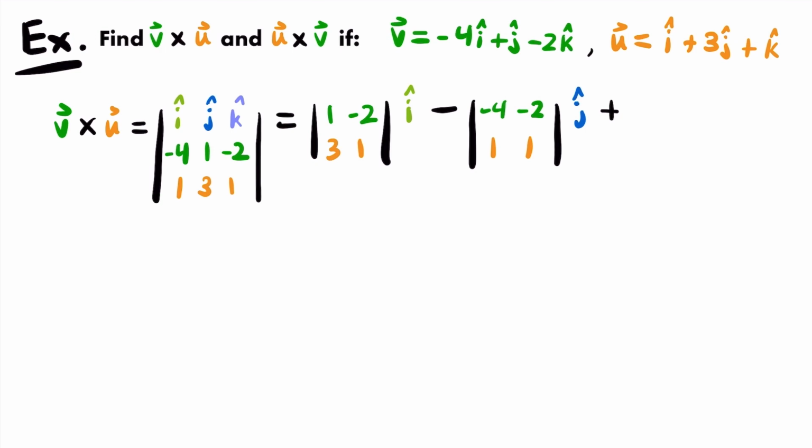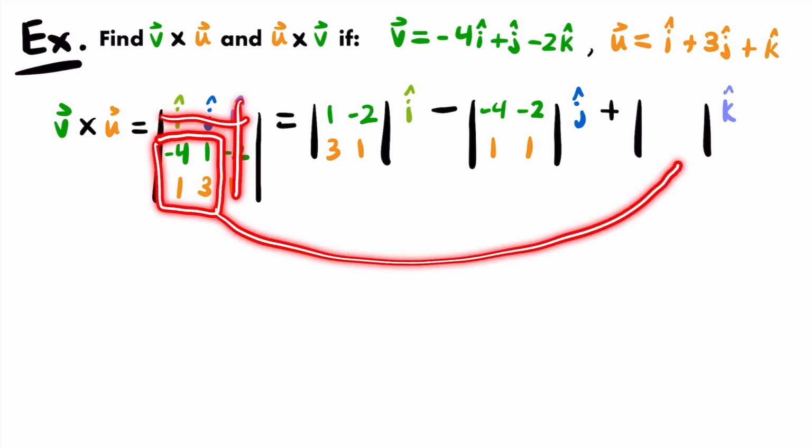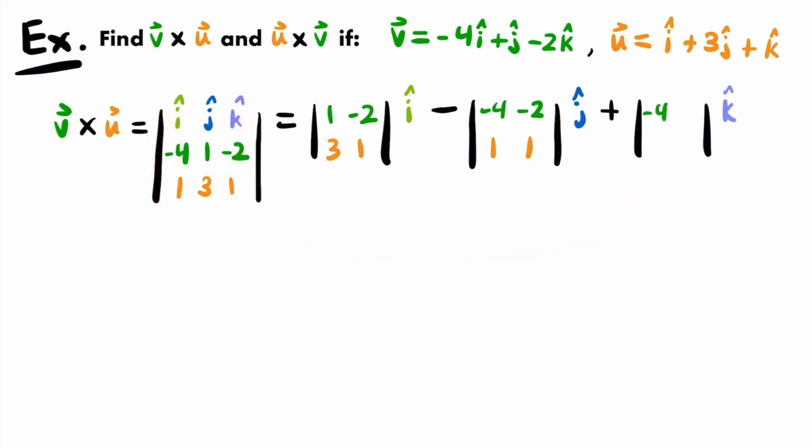And then we're adding our last term where we'll have one more 2 by 2 determinant, but this time multiplied by vector k. So if we go over to our 3 by 3 matrix here, we're looking at vector k. We'll cross out the row and the column that that vector is located in, and the remaining 4 values will make up that determinant. So we have -4, 1, and then 1, 3.